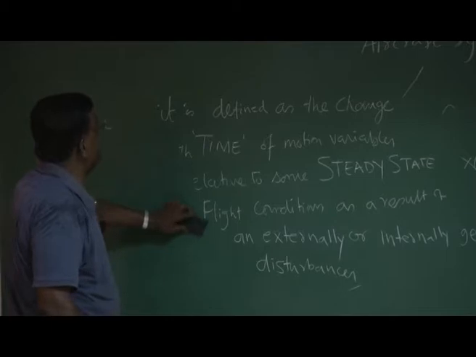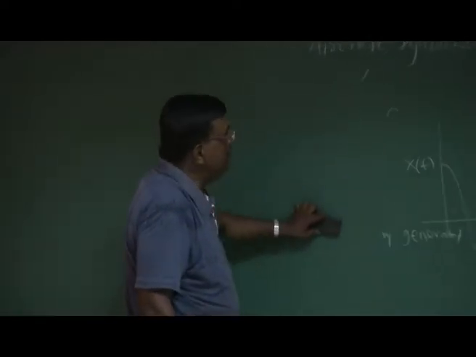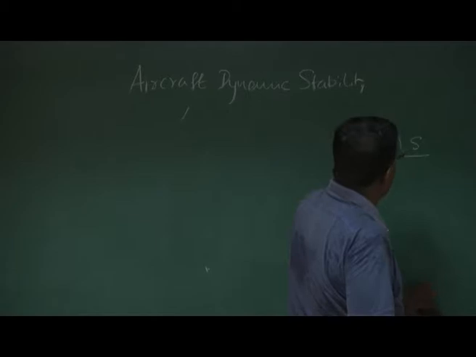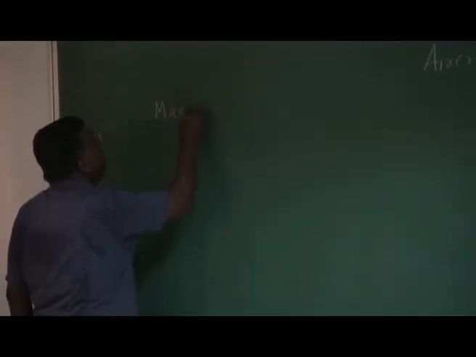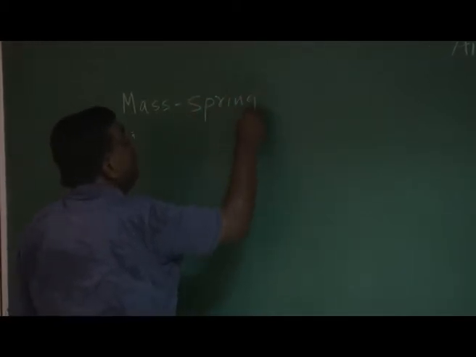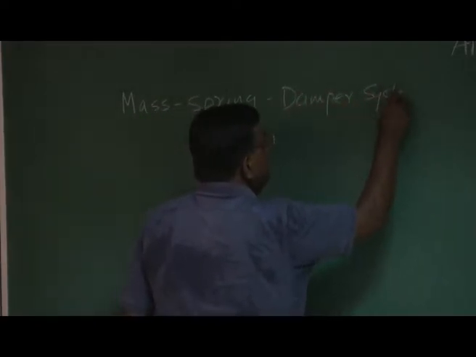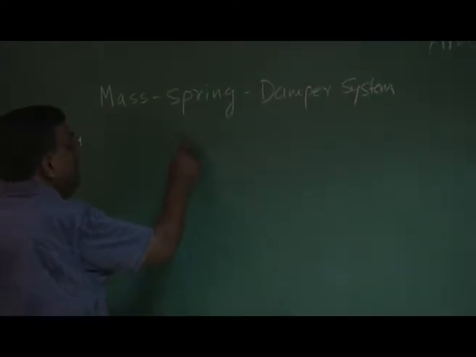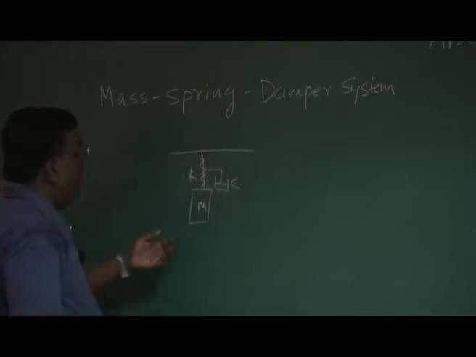Now I come back to this statement: whenever I am talking about dynamic stability of airplane, why I am bringing mass spring damper system. Okay? So let us first understand that. If I come to mass spring damper system, you know, typically the diagram, let me draw it like this. If this is mass M, and there is a K, and there is damper. This is K.